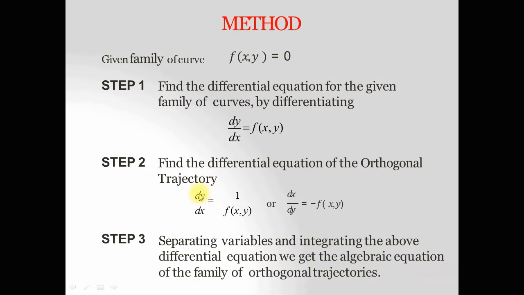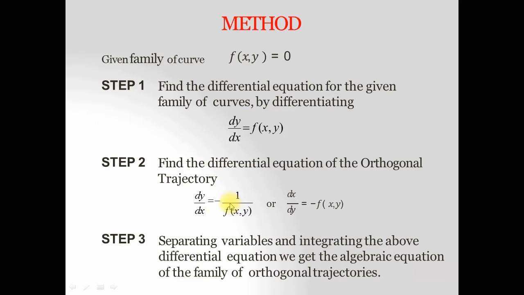So why do we take the negative reciprocal? Because when two geometrical figures are perpendicular, orthogonal meaning perpendicular, then their slopes are negative reciprocals. So dy/dx is the slope of the first family of curves, and dy/dx = -1/f is the slope of the required orthogonal family of curves.